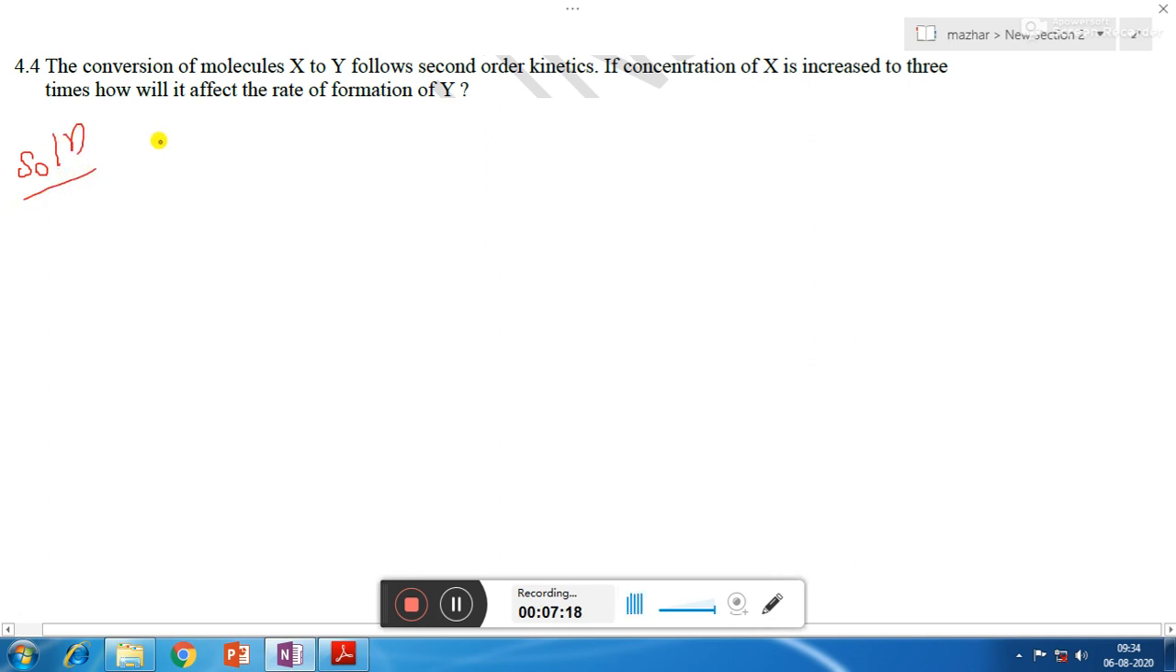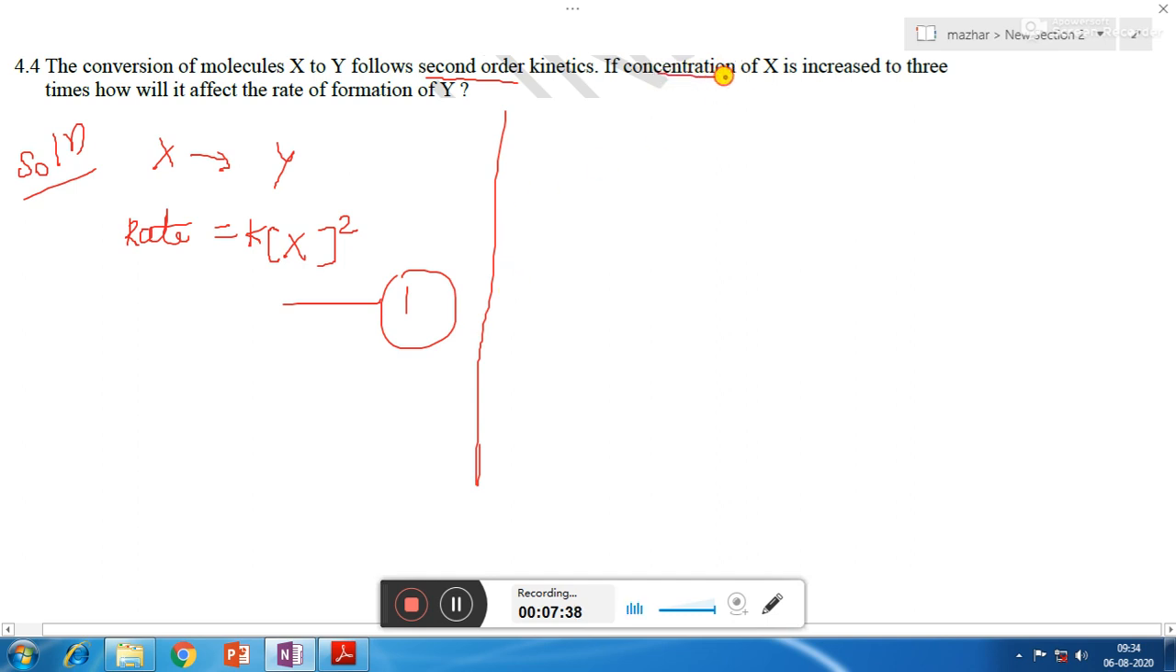So here we will see that molecule X is converted into Y. Rate of reaction is equal to K into concentration of reactant, so here it is X. Now here the order of reaction is 2, so in the power we will write 2. Let us take this as equation number 1.